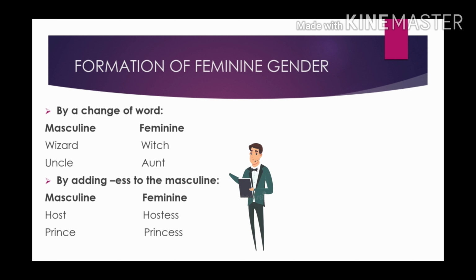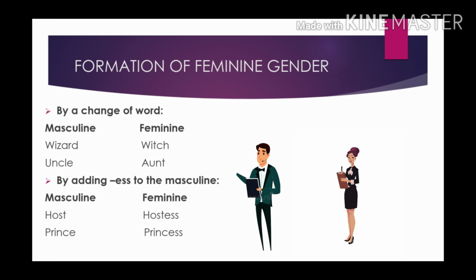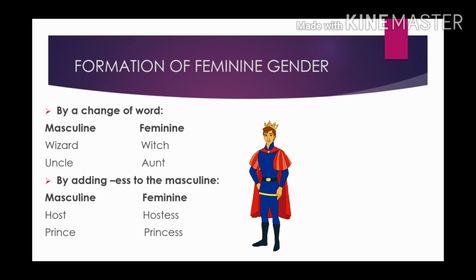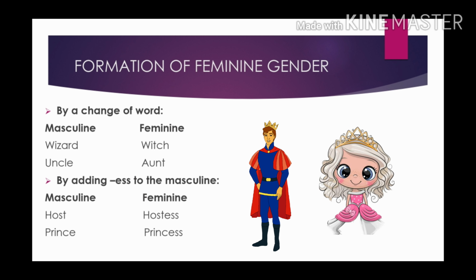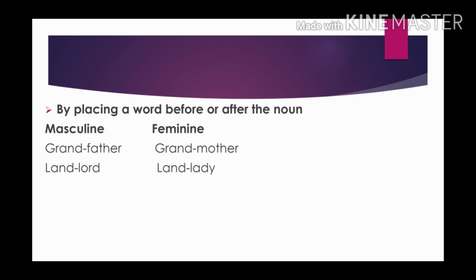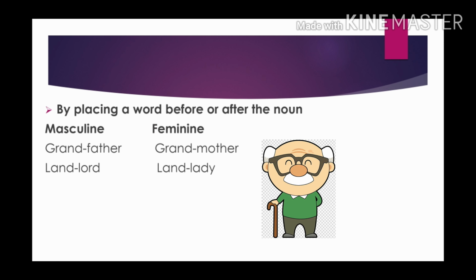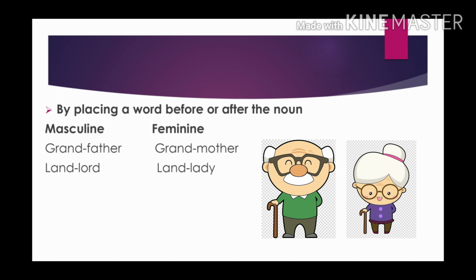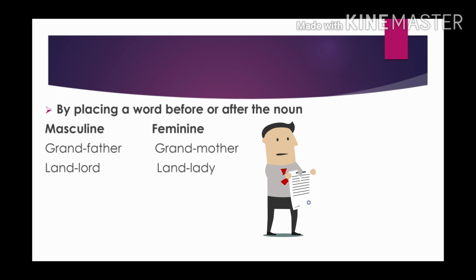The second rule is by adding ess to the masculine. For example, if the masculine word is host, we can make the feminine word by putting ess after the word, that is hostess. Prince will become princess. And one more rule, by placing a word before or after the noun. For example, if the masculine noun is grandfather, the feminine will be grandmother. If it is landlord, it will become landlady. This is how we form the feminine.